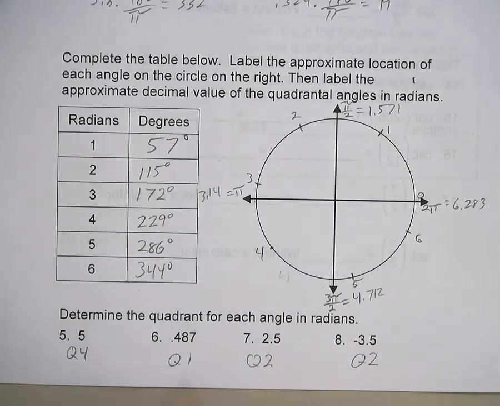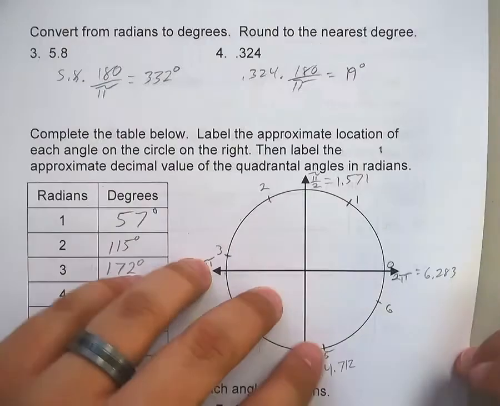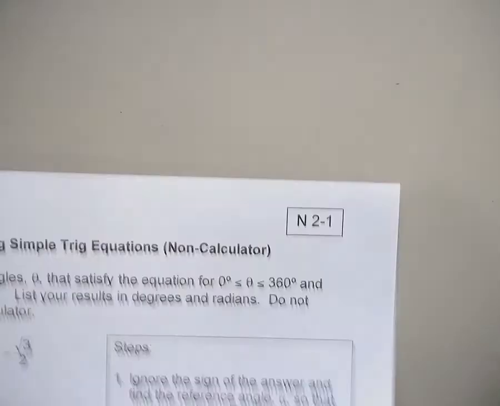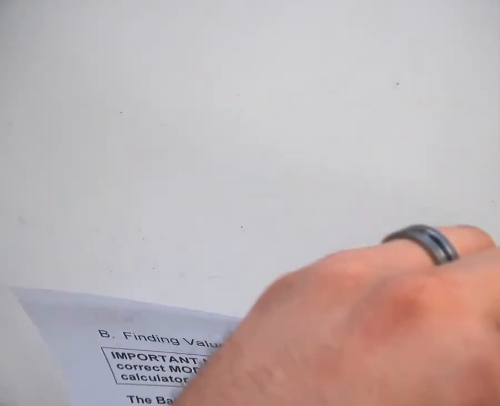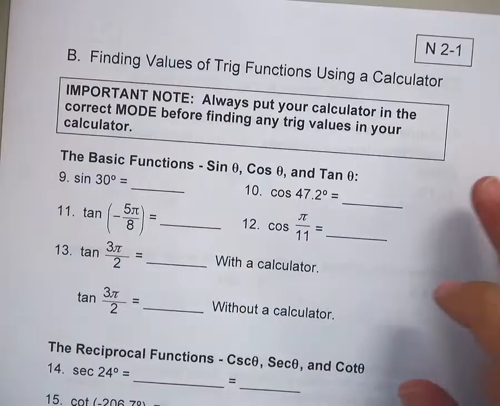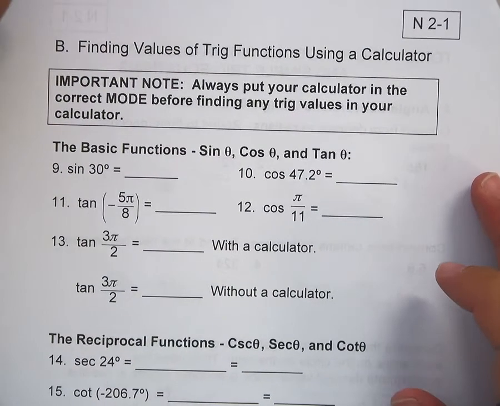So just a little bit about some decimal values on radians. Nothing really crazy going on there just yet. If you go to the next page, notice I printed these a little bit bigger for you guys this time. You're welcome. I need you to be able to see your notes, right?